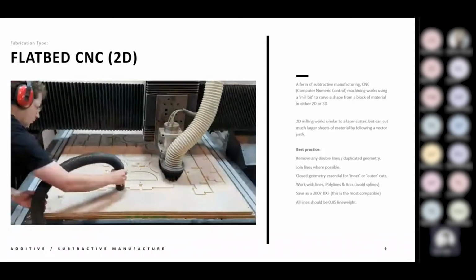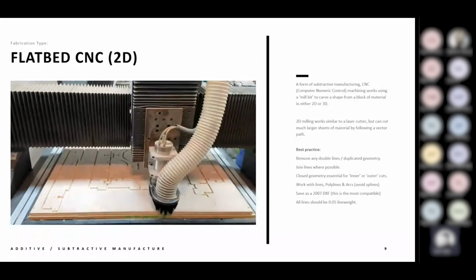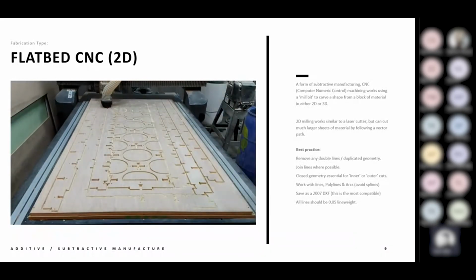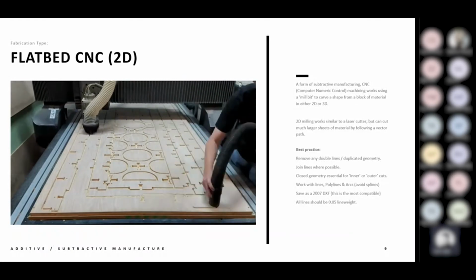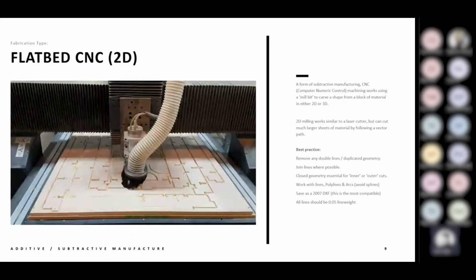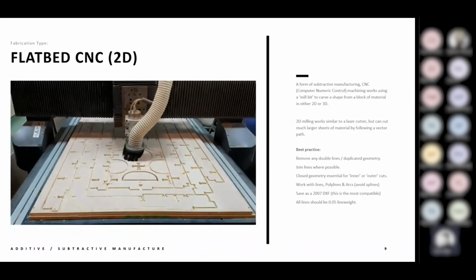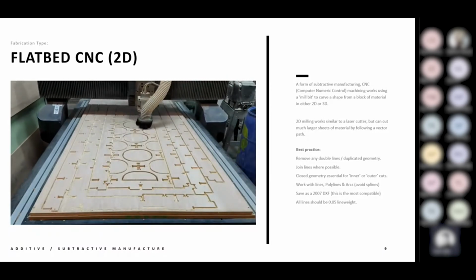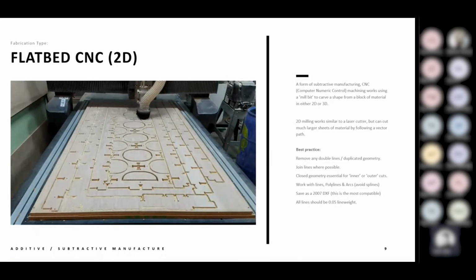And essentially, there's a few things you need to be aware of with this. So it's really similar to laser in terms of setup. So removing any double lines and duplicated geometry, join lines where possible. But there are a few more things you need to be aware of. So for instance, if you're cutting out a particular shape like these ones, you'd want to make sure each individual shape is completely joined up and closed.